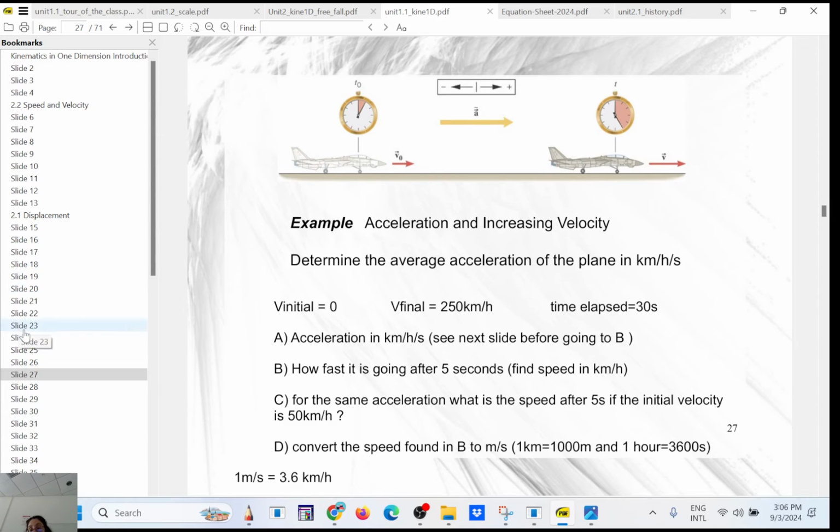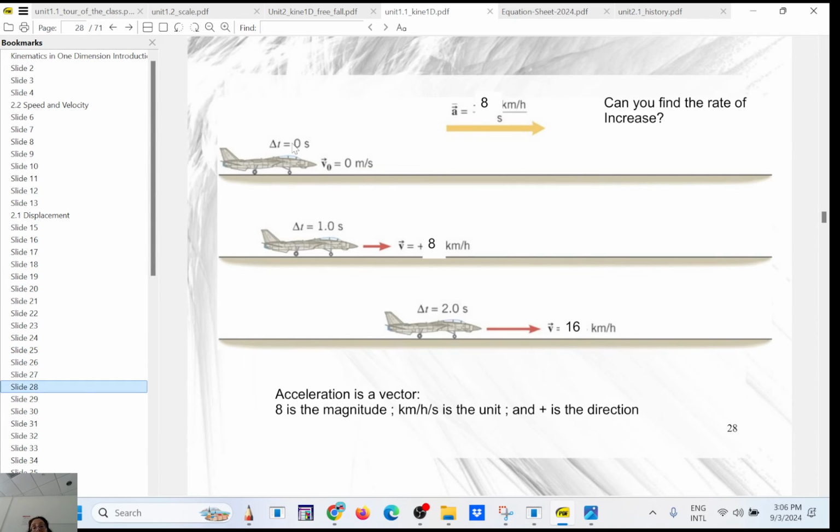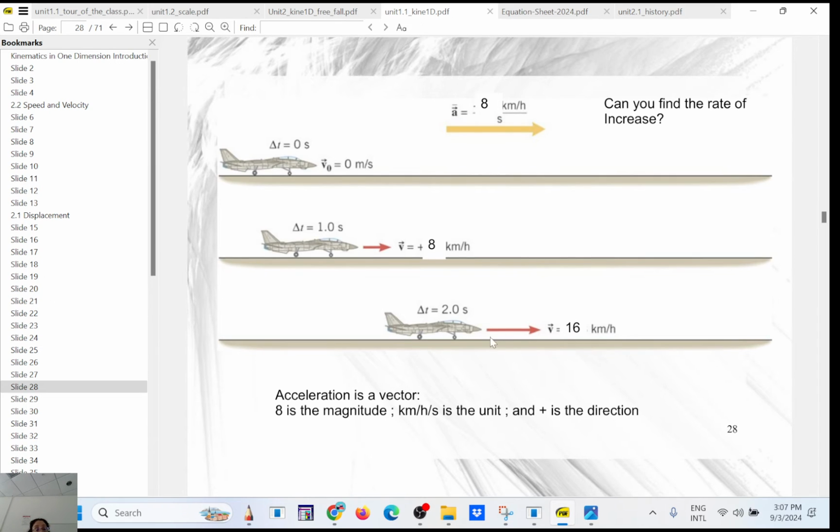So they have great slides. You see, when you start your stopwatch, the airplane was at rest. There's a force to the right, so the acceleration is to the right. It's going to move faster by 8 kilometers per hour after 1 second, 16 kilometers per hour after 2 seconds, 24 kilometers per hour after 3 seconds, and so forth and so on. Okay?